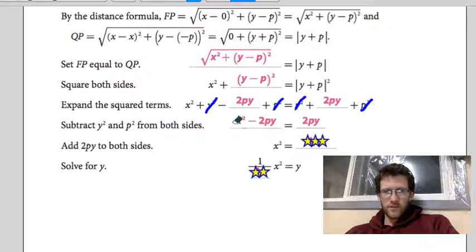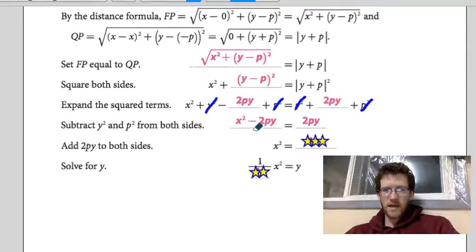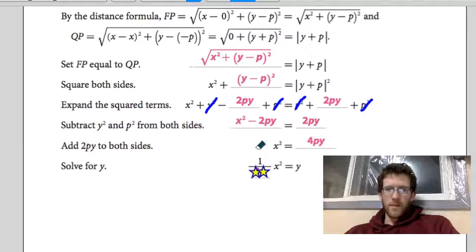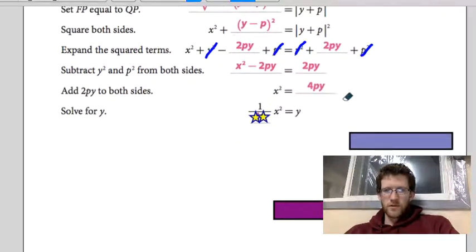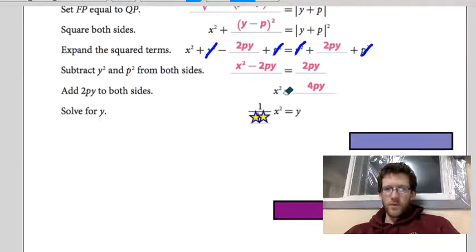Again, we're just trying to get the x's and y's together in the same spot, get like terms together as much as we can. We have a 2py here, we have a 2py here. Note here, we can't subtract a 2py because then it'll end up over there on the left. So we're going to add 2py to both sides. 2py plus 2py is 4py. And then the final step, it's almost optional really, is to solve for y, just to get y by itself, which means y is equal to 1 over 4p times x squared.